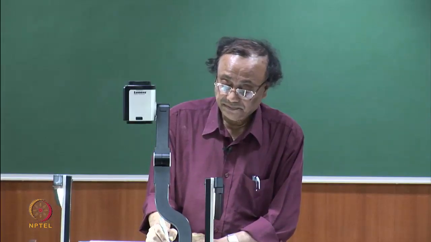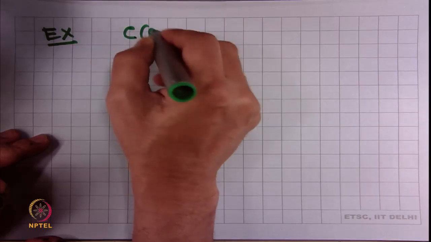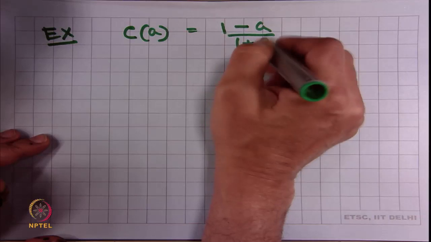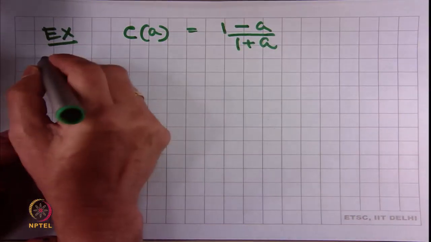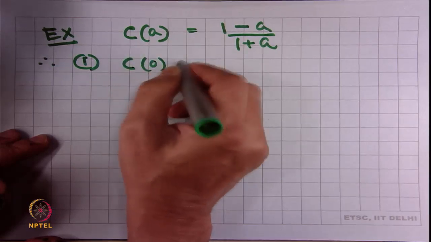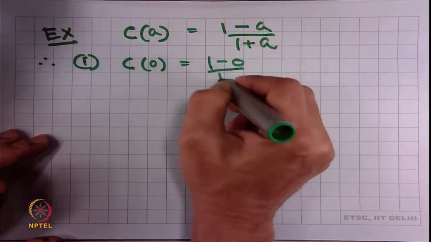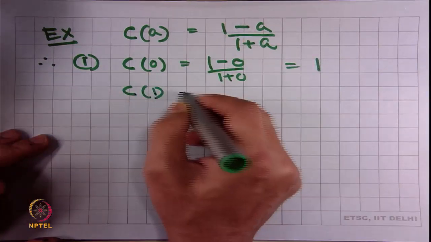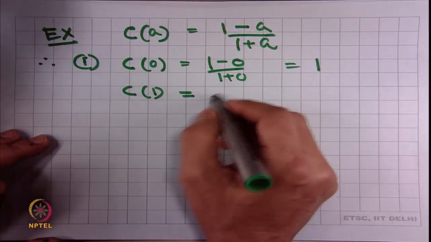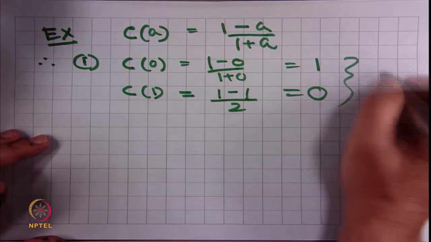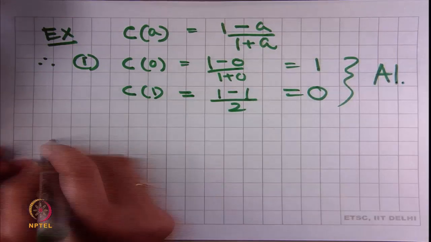Another example: C of A is equal to 1 minus A upon 1 plus A. Therefore, C of 0 is equal to 1 minus 0 upon 1 plus 0, which is equal to 1. C of 1 is equal to 1 minus 1 upon 2, which is equal to 0. So, this is the property 1.